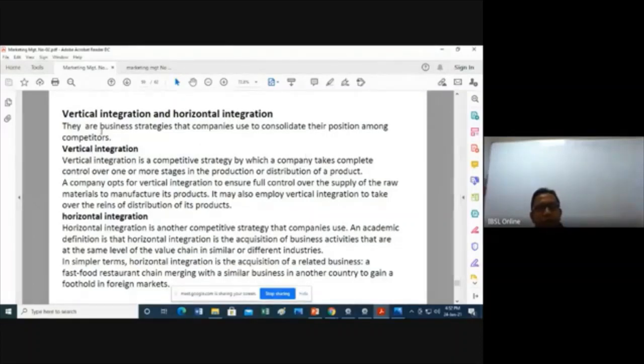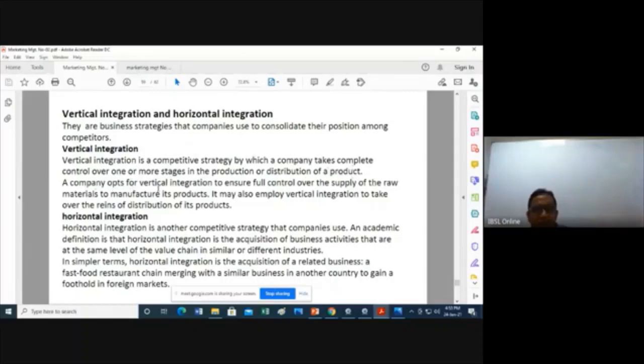So there are two types of integrations that we are talking about. One is vertical, one is horizontal. These are business strategies that companies use to consolidate their position among competitors. So let's see what is vertical. A vertical integration is a competitive strategy by which a company takes complete control over one or more stages in the production or distribution of a product.